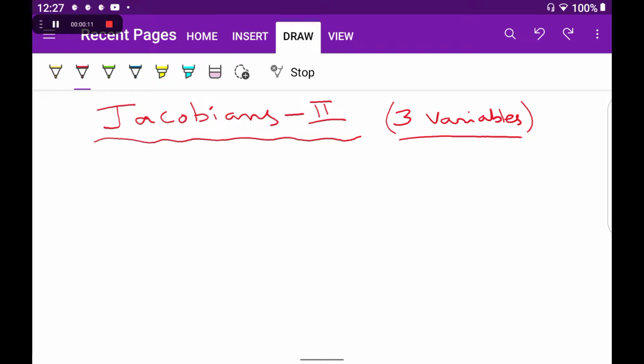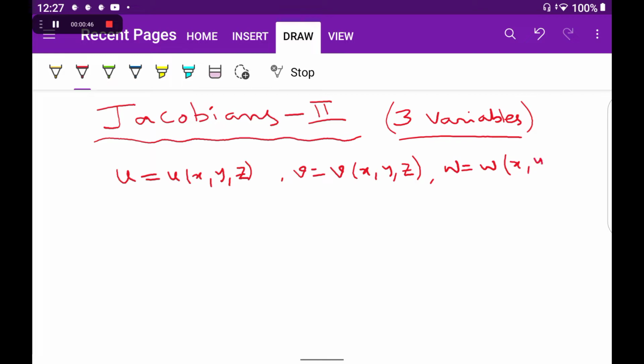We already discussed Jacobians in the previous lecture. There we discussed Jacobians of two variables. Here in this video, we are going to discuss Jacobians with three variables. Suppose you have three functions like u equal to u of xyz, v equal to v of xyz, and w is a function of the xyz.